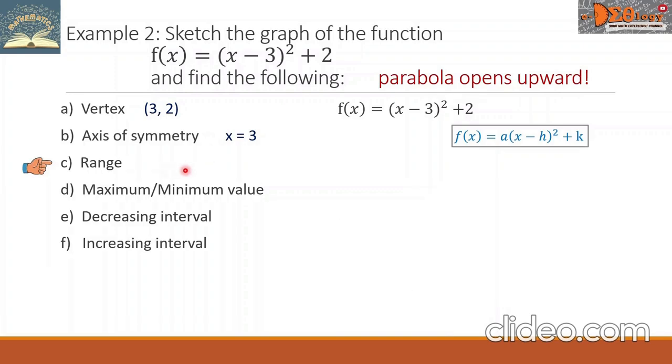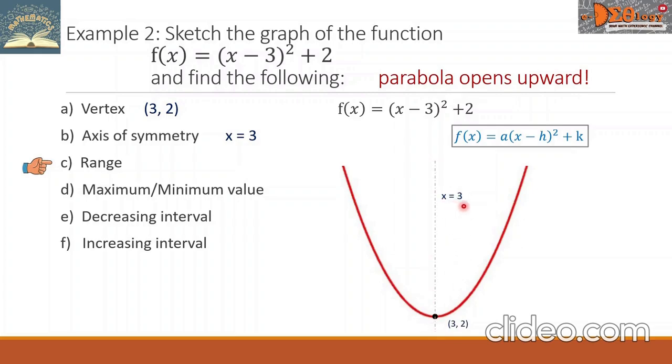Before we put the range, let us try to figure out the parabola. It is opening upward. The vertex is the point (3, 2), and the axis of symmetry is here, the line x equals 3. Now look at the range. Range means these are the possible values for the y. So it starts from here going up. So the range will be from 2, that is closed, up to positive infinity. That means going up.